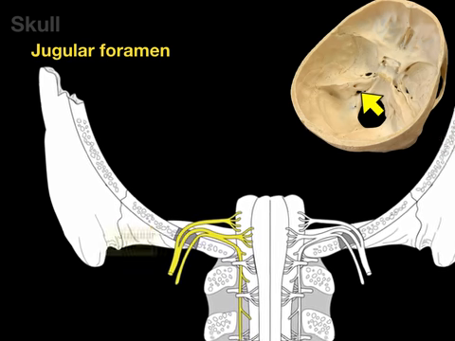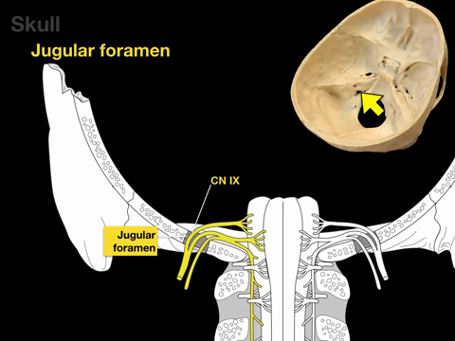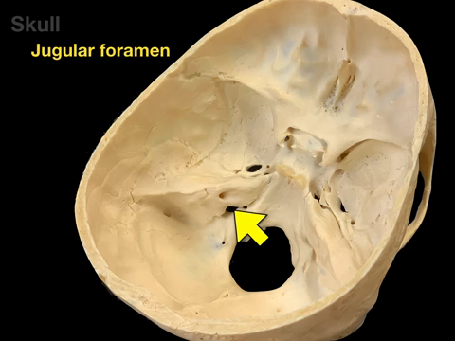Also going through the jugular foramen are 3 cranial nerves. Cranial nerves 9, 10, and 11 go through that. And so there is the jugular foramen for the IJ and cranial nerves 9, 10, and 11.